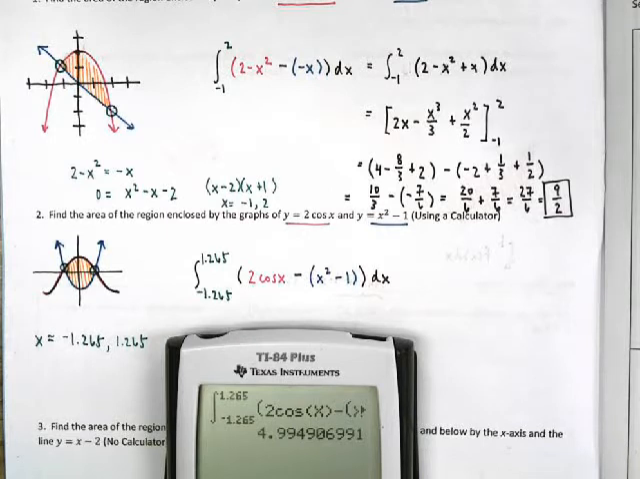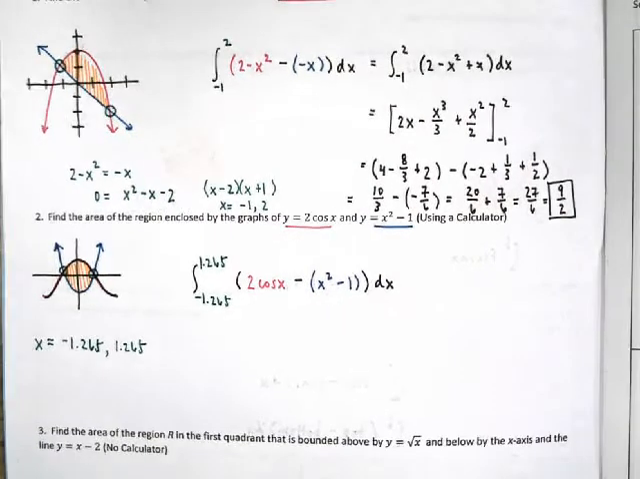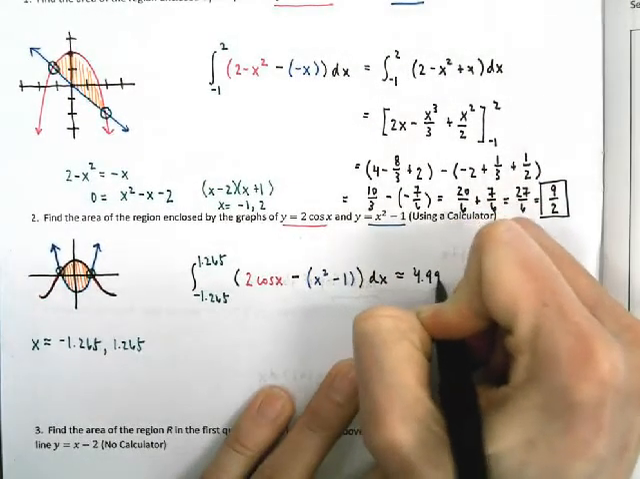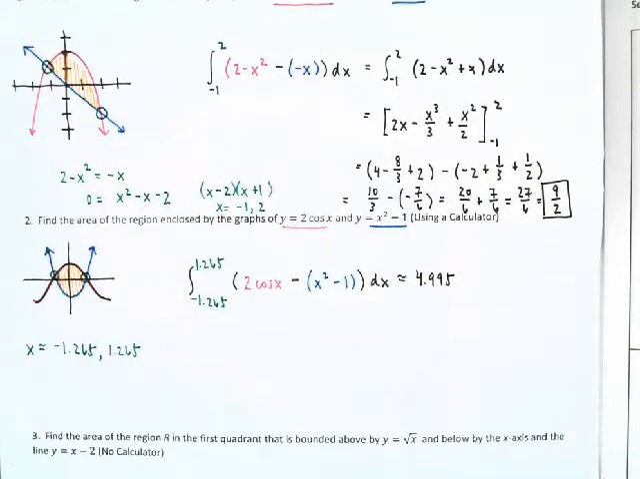There's my dx, and I get an area that's approximately 4.995. Again, I always go to 3 places because that's the standard on the AP exam, unless it's otherwise stated.